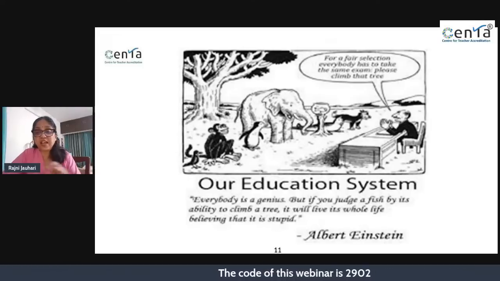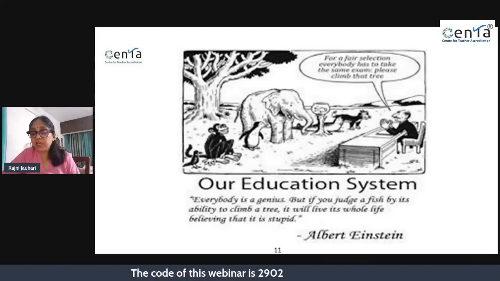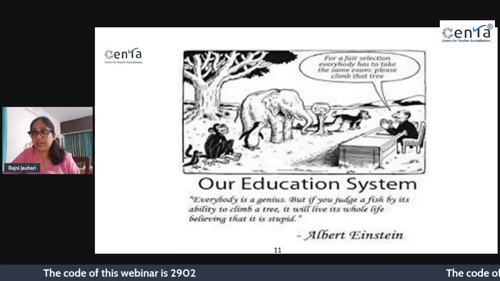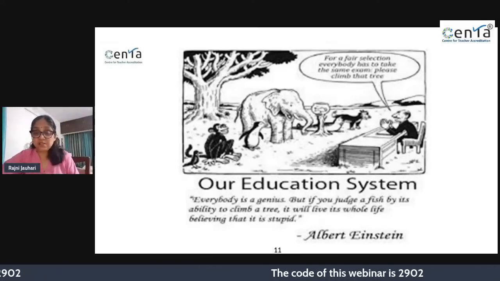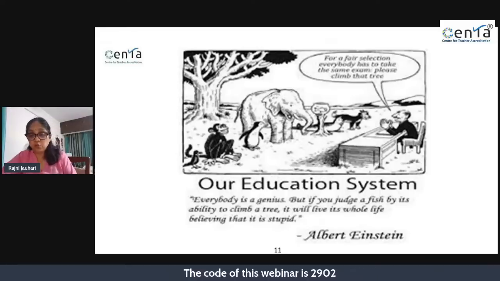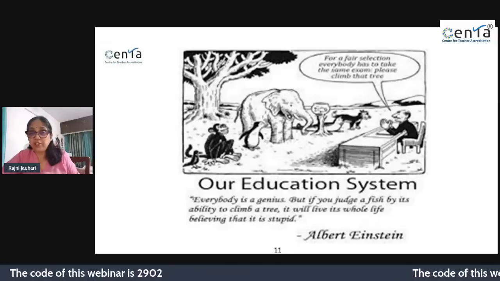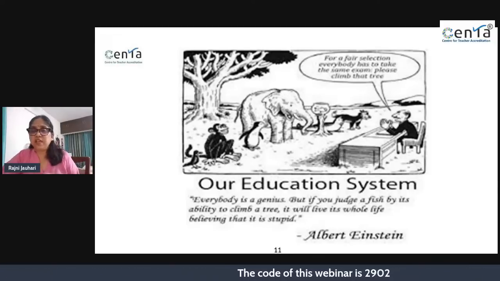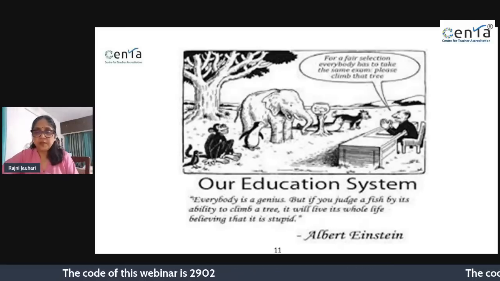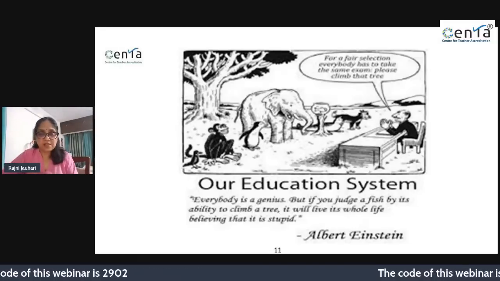Differentiation means tailoring instructions to meet individual needs. Remember that. We have to meet individual needs. And this, I think, is a beautiful picture to conclude, where you can see the teacher sitting there. Students are a variety of students. And he says, for a fair selection, everybody has to take the same exam. Please climb that tree. And look at Albert Einstein, what he says.